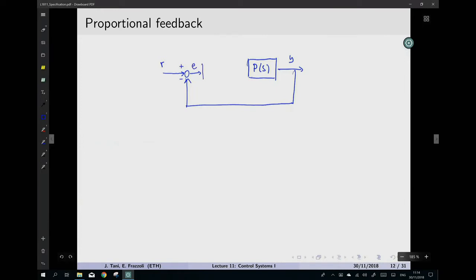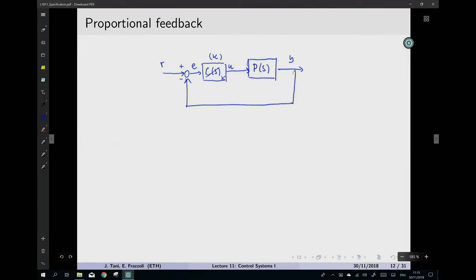And we feed this error to something that we call a controller, which in general could be itself a dynamic controller, a function of S, although up to now we have just imagined this to be a proportional number, a K. This controller produces a signal that is the input to the system, so we will call it U, okay? So at this point, suppose C of S is K for now.